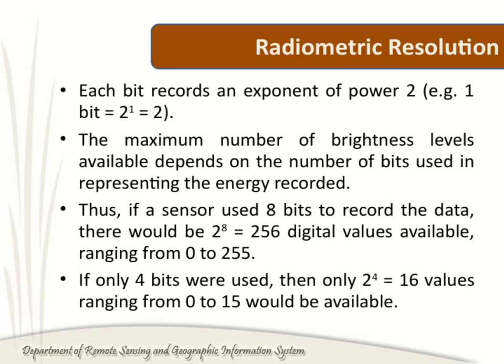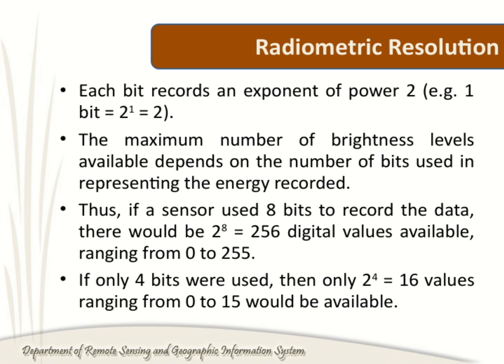Let's talk about radiometric resolution. Essentially, each bit in a digital system records an exponent of 2, meaning one bit can represent 2 to the power of 1, which is 2. The key idea here is that the total number of brightness levels we can detect depends on how many bits we use to represent the energy recorded by the sensor.